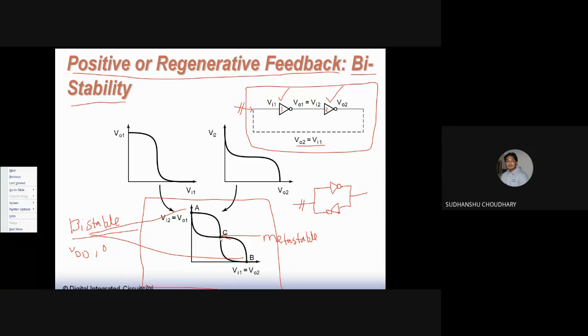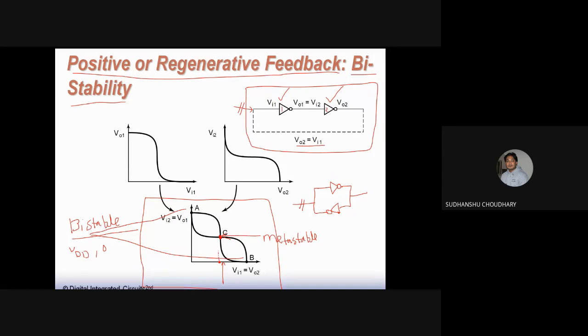After some time you will see that the biasing will change to either A or B. Since it's a bistable circuit and it has regenerative feedback, maybe because of some noise, the biasing point shifts. Earlier it was biased at this point, that is the center. Now because of some noise, this biasing point can shift further below, that is, it can come to this point.